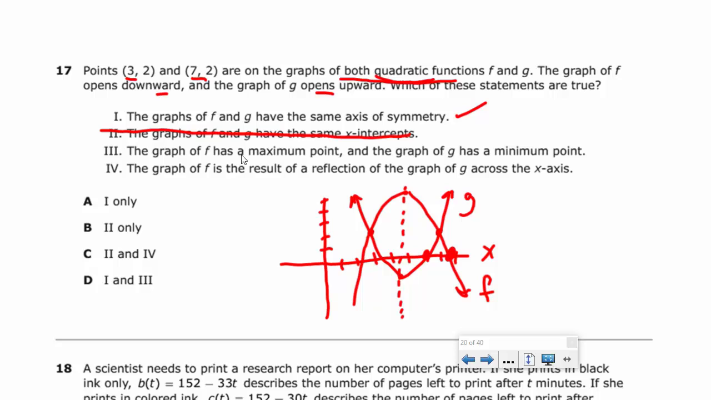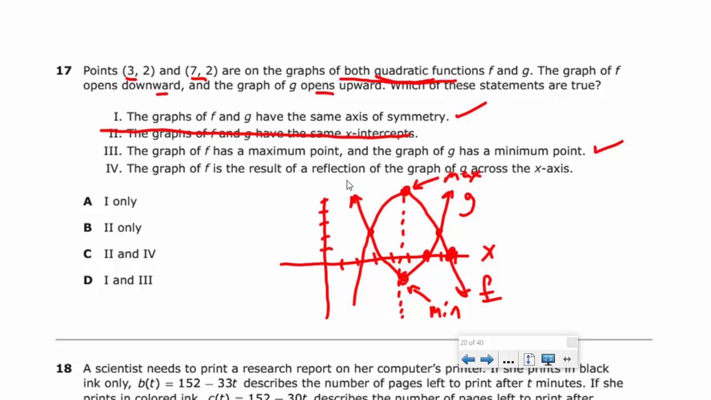The graph of f has a maximum point, and the graph of g has a minimum point. So here's f, this one right here. It does have a maximum point. This point is called the maximum point, and that is true for f. g does in fact have a minimum point where it doesn't go any lower than that, so that is true. That's actually correct.